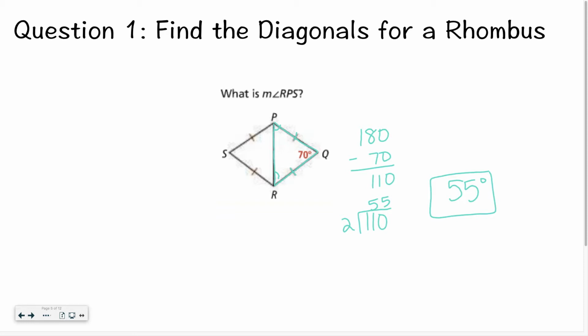So if I want to solve that, I know there's 180 degrees in that highlighted triangle. So if I subtract 70 from it, I'm left with 110 degrees. And that 110 degrees has to be evenly split between the last two angles. So you are left with 55 degrees.